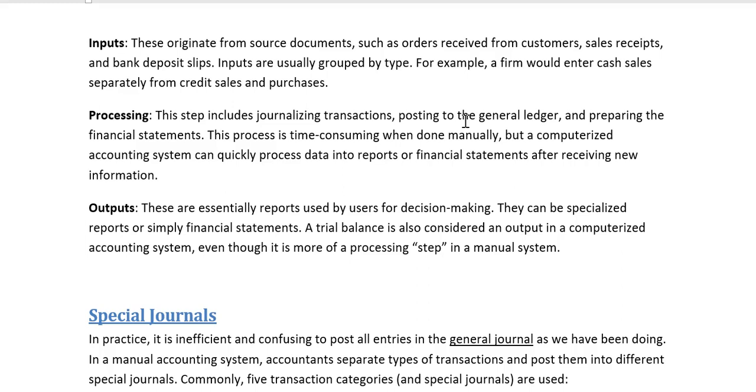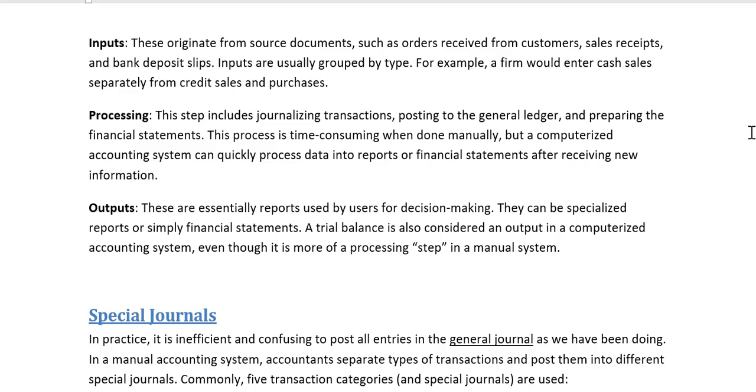Processing. This step includes journalizing transactions, posting to a general ledger, and preparing the financial statements. This process is time-consuming when done manually, but a computerized accounting system can quickly process data into reports or financial statements after receiving new information.